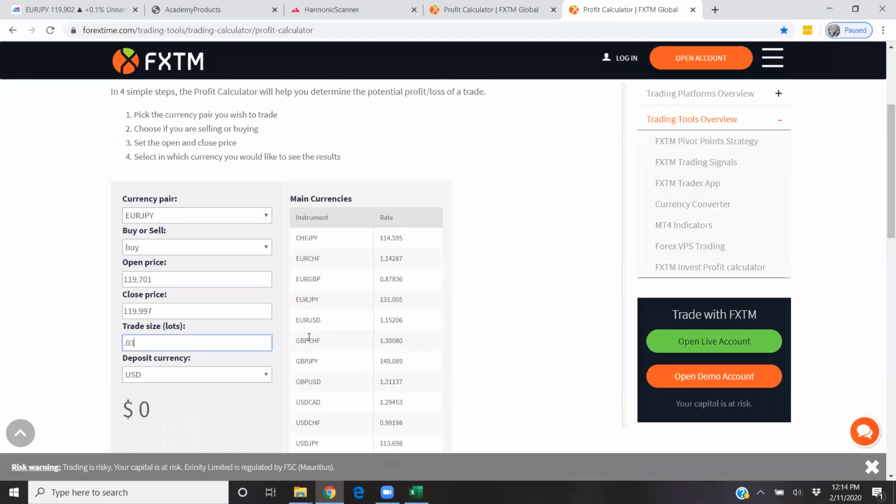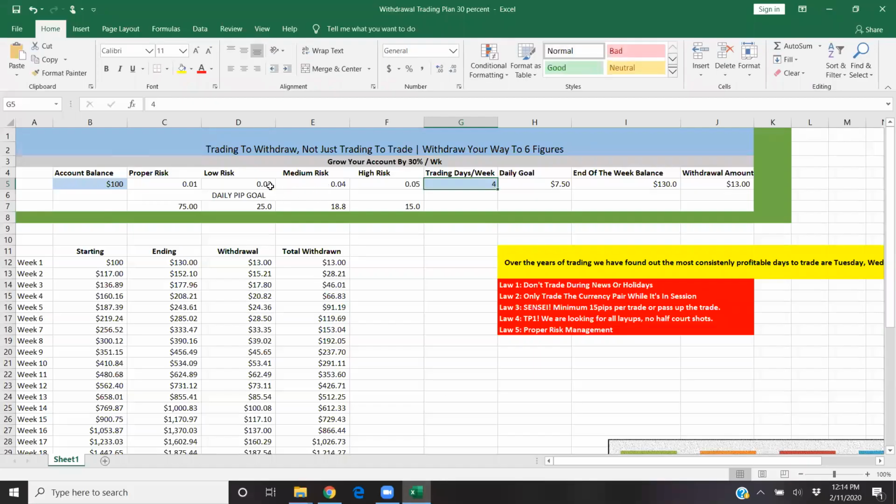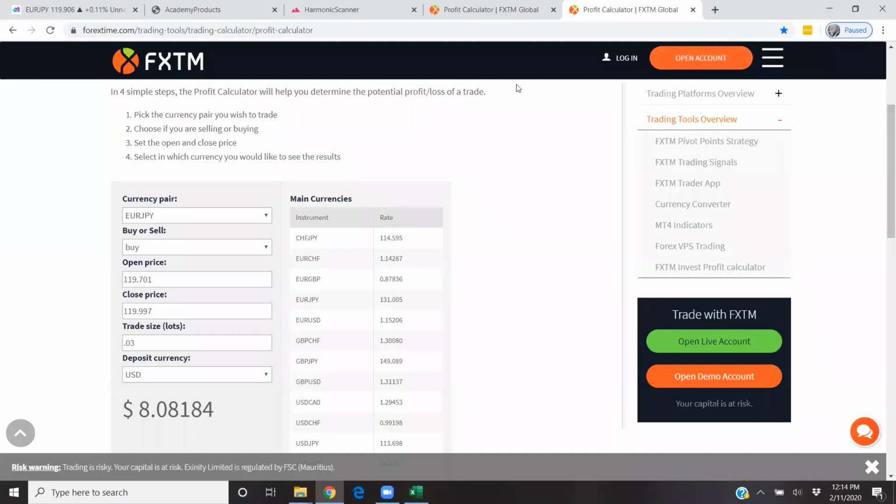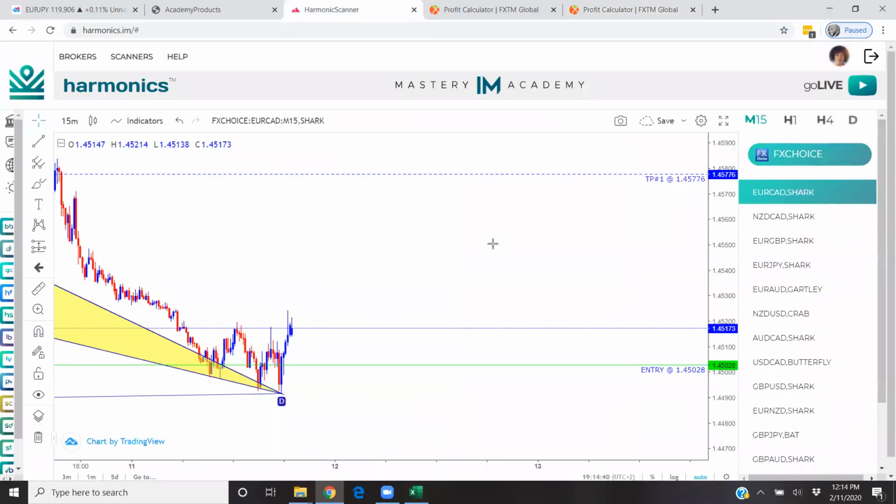So on $100, if you did a higher risk lot, you did a 30 pip buy, and it came out of profit on that buy that the Harmonic Scanner called, you can see right here, $8.08. So if you did that 3-cent lot, you would have caught your daily pip goal, you would have caught your daily dollar goal, and you would be done for the day. So utilizing the Harmonic Scanner is a great way to be able to look at that.